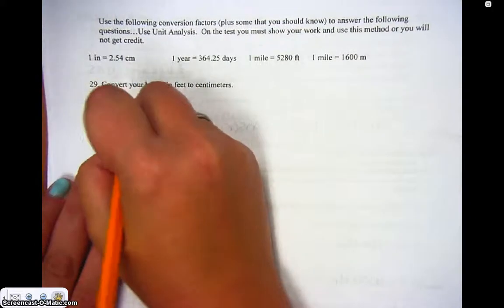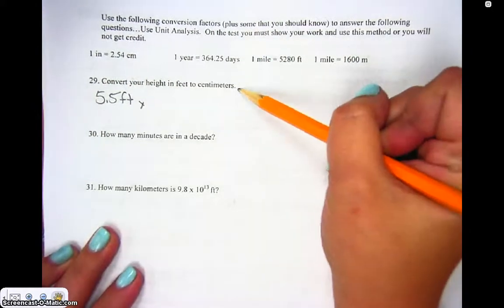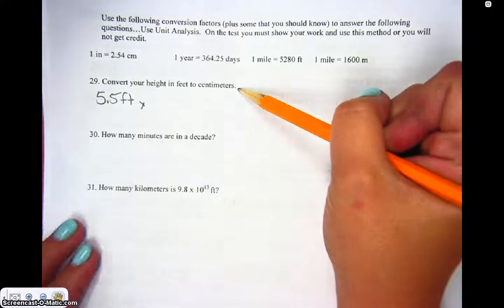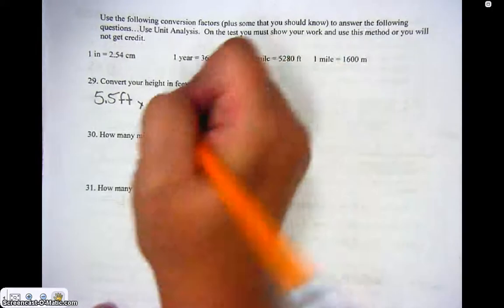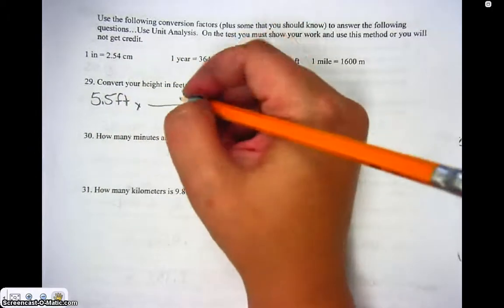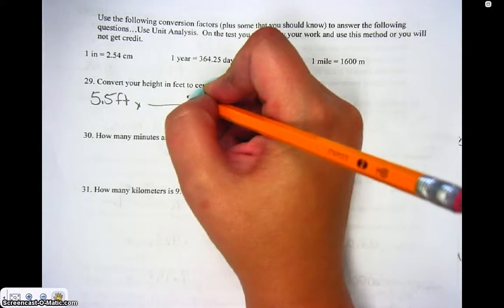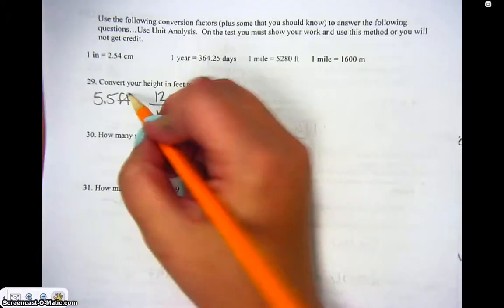So you always write down the number first. So we have 5.5 feet, right? And we want to go from feet to centimeters, okay? So I assume that everybody knows how many inches are in a foot, so that would be the first conversion factor. So we multiply by a fraction, and on the bottom I want feet to cancel, and on the top I want to go to inches, so I'm going to put the inches there. So I put 12 inches on top and 1 foot on the bottom. All right, so feet cancel.